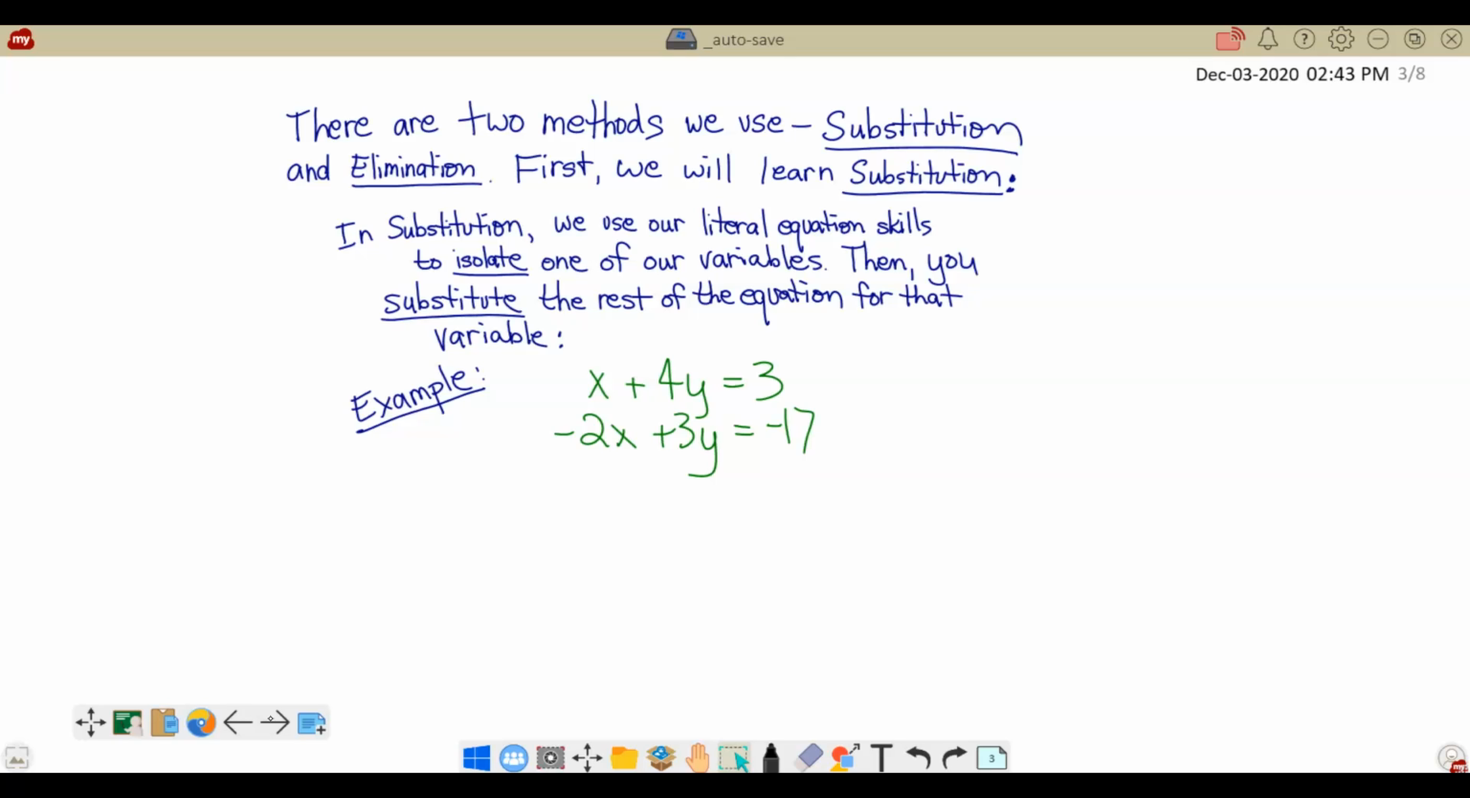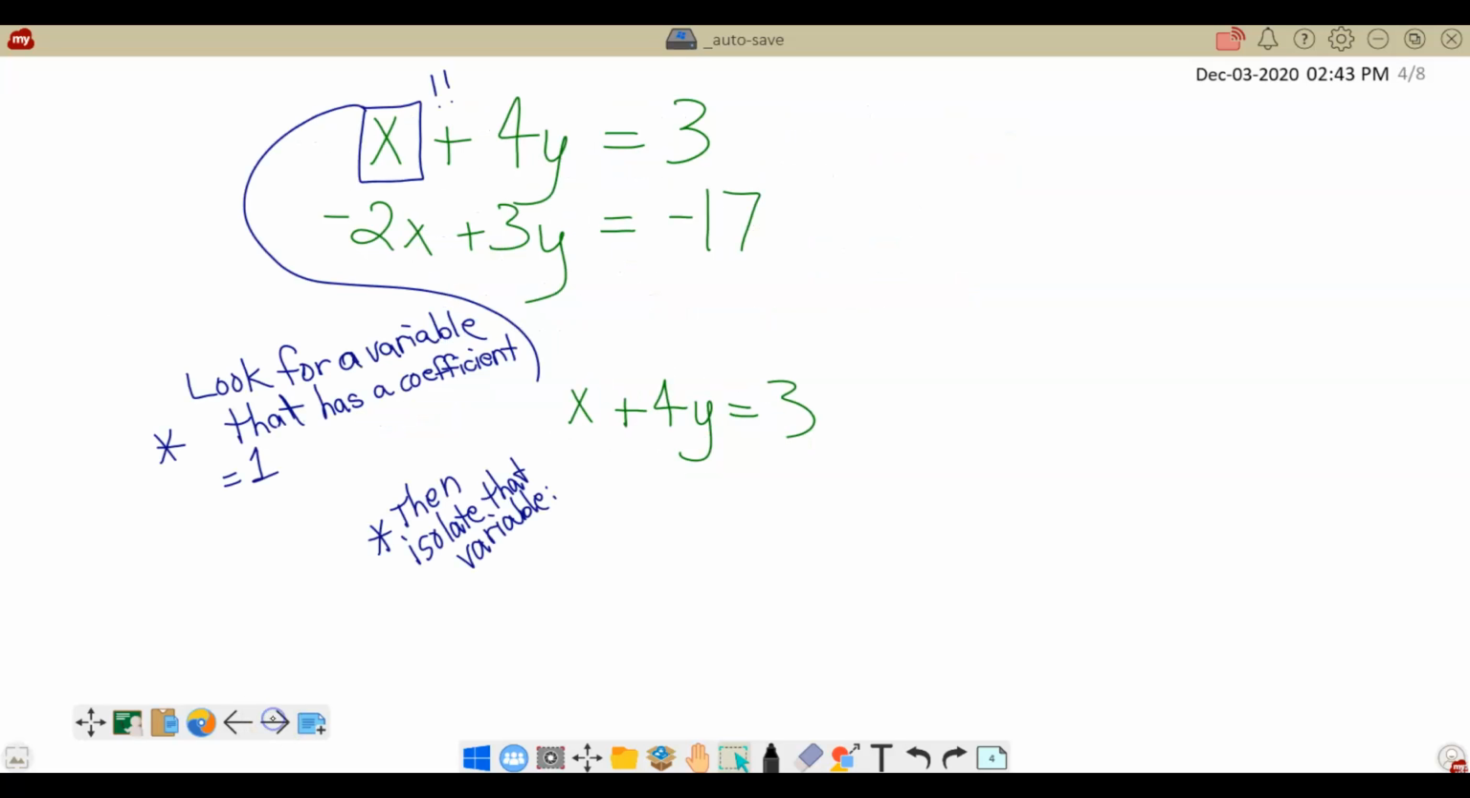Here's our example that we're going to be working on. You can see two linear equations right next to each other. x plus 4y equals 3, and negative 2x plus 3y equals negative 17.